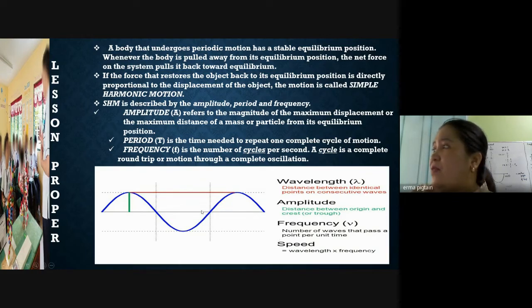Ganyan, okay? Then we can also have the frequency, diba? Yung number of waves na dumadaan per unit time. Depende sa bilis ng wave mag-travel. Okay? Then, paano natin ma-determine ang speed ng ating simple harmonic motion? It could be equal to the wavelength multiplied with the frequency. Since the frequency nga yung nagsasabi na ilang cycle ang magagawa sa loob ng isang segundo, since second ang ginagamit natin na metric system of unit for time. Okay? So yun lang naman yung gusto kong bigyan ng emphasis dito.